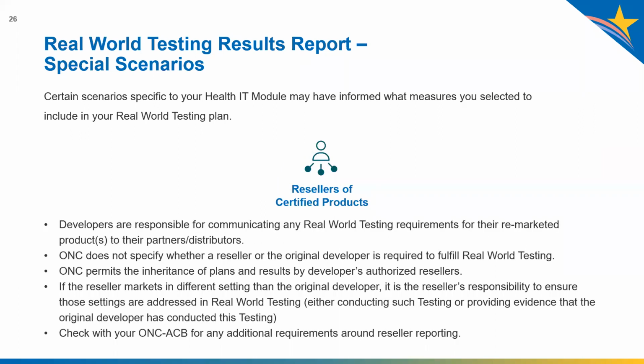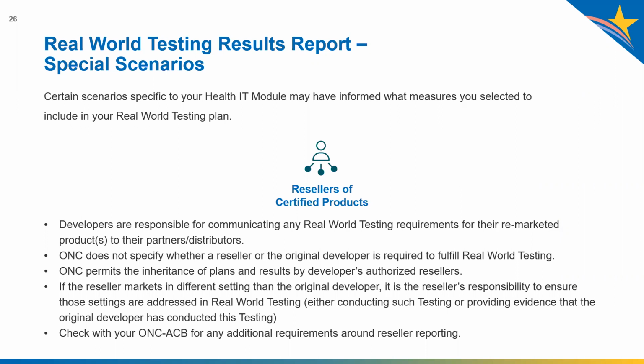All right, now resellers of certified products. Okay, so we have a flexibility in our program that we've adopted where we allow developers to partner with distributors and allow those distributors to market their certified product without having to go through any kind of certification. That product has already been certified. This is based on a business relationship between the original developer who sought certification and their business partners. And the developer is responsible for communicating all ONC Health IT certification program requirements to those resellers. And that is to include real world testing.